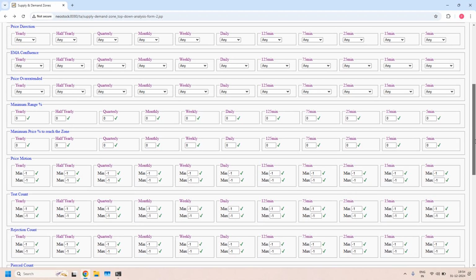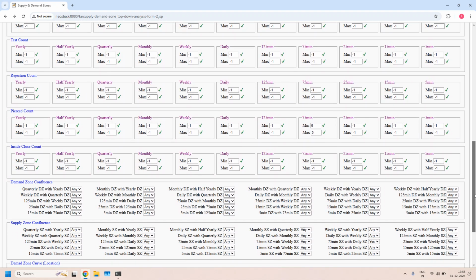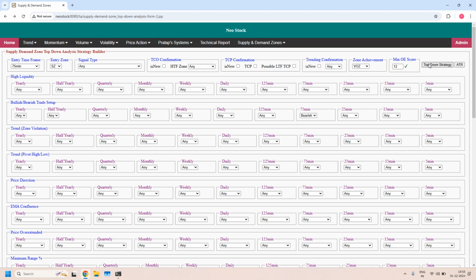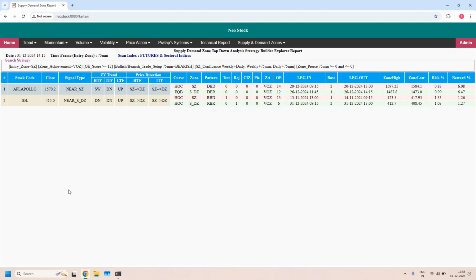And in the supply zone, we need to set 3 filters. First filter is already enabled, that is 75 with daily supply zone confluence. Next, second filter, 75-minute supply zone with weekly supply zone confluence. Third filter, daily supply zone with weekly supply zone confluence. With all the 3 filters, we got 2 stocks.